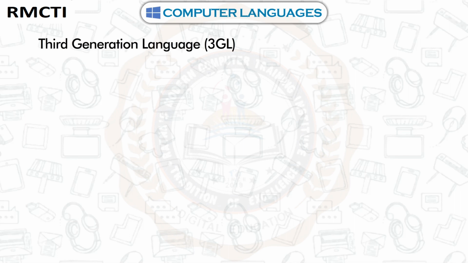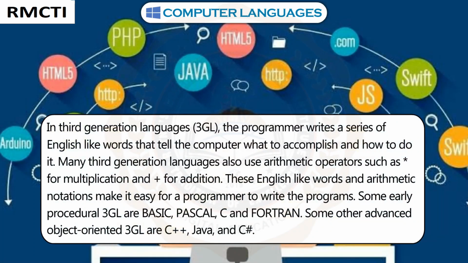Third-generation languages, 3GL. In third-generation languages, the programmer writes a series of English-like words that tell the computer what to accomplish and how to do it. Many third-generation languages also use arithmetic operators such as star for multiplication and plus for addition. These English-like words and arithmetic notations make it easy for a programmer to write programs. Some early procedural 3GLs are BASIC, Pascal, C, and Fortran. Some other advanced object-oriented 3GLs are C++, Java, and C#.